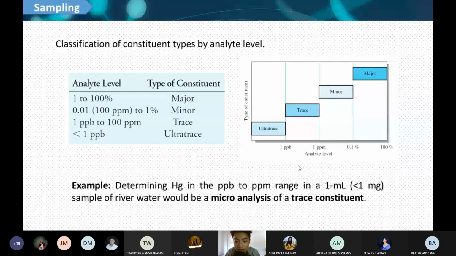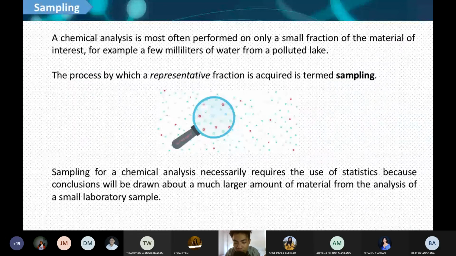Also, depending on the concentration of your analyte, you can have different types of constituents analysis. If your analyte concentration is around 1% to 100%, then that is a major constituent analysis. However, if the concentration of your analyte decreases, then the type of constituent changes from major to minor, trace, and later on to ultra trace. So this is also just the first slide.